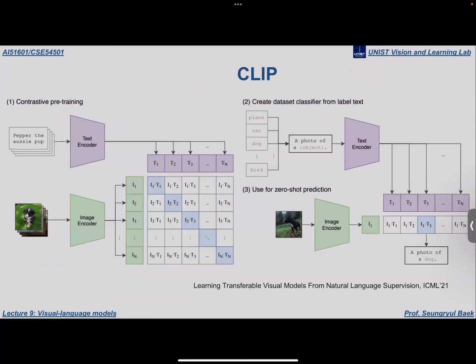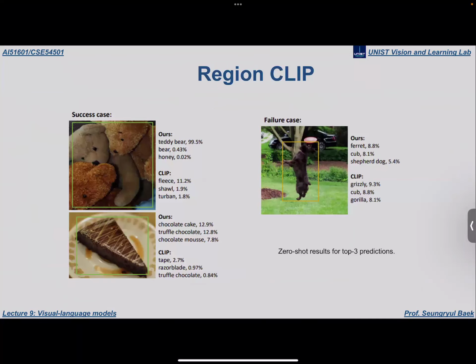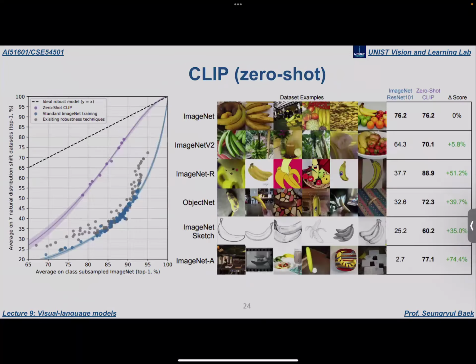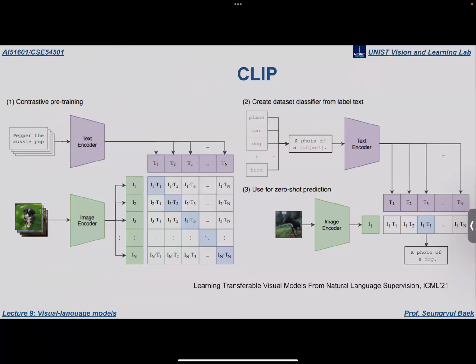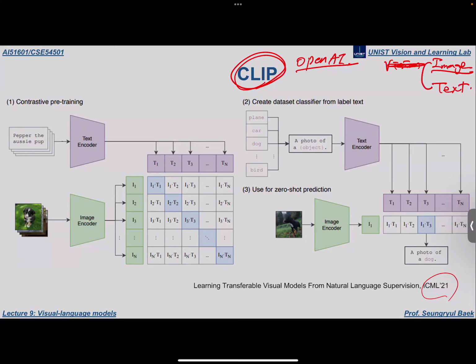Yeah, and maybe I have to deal with this CLIP and finish this class. So this CLIP is also introduced by OpenAI, in this ICML 21 paper. There have been multiple algorithms that try to align the vision signal, which is image, and text. Okay, so there have been some algorithms that try to align image and text, but CLIP is one of the most popular algorithms among them.